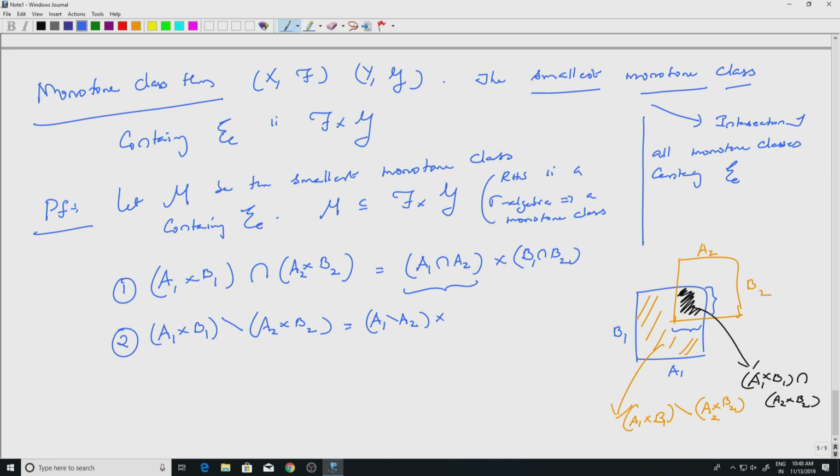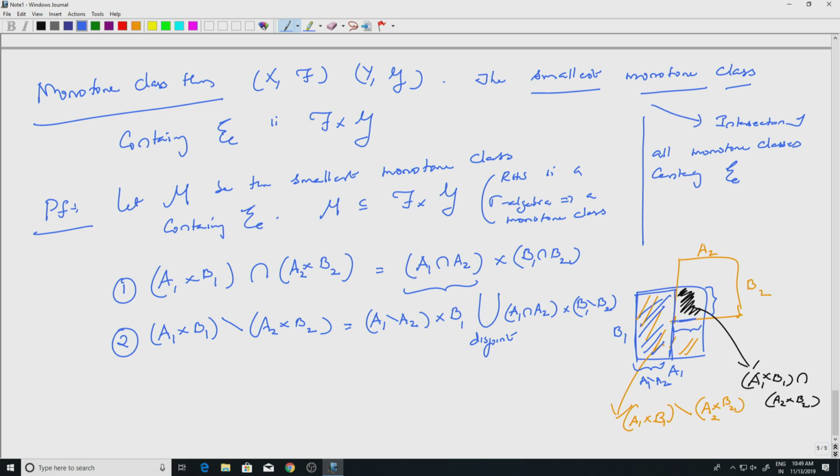cross B1, okay, union A1 intersection A2 cross B1 minus B2, okay, and this is a disjoint union. Well, so what is A1 minus A2? So A1 minus A2 would be, so if you complete this, A1 minus A2 would be this portion, right? This is A1 minus A2 and cross B1. So that is this. So that will give me this much. Okay. So that is the first portion.